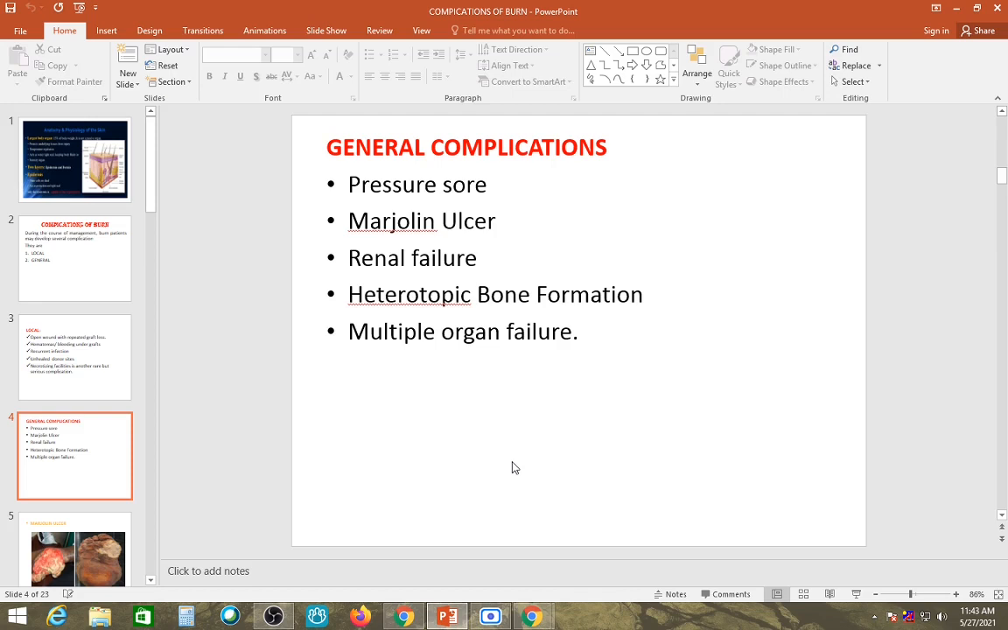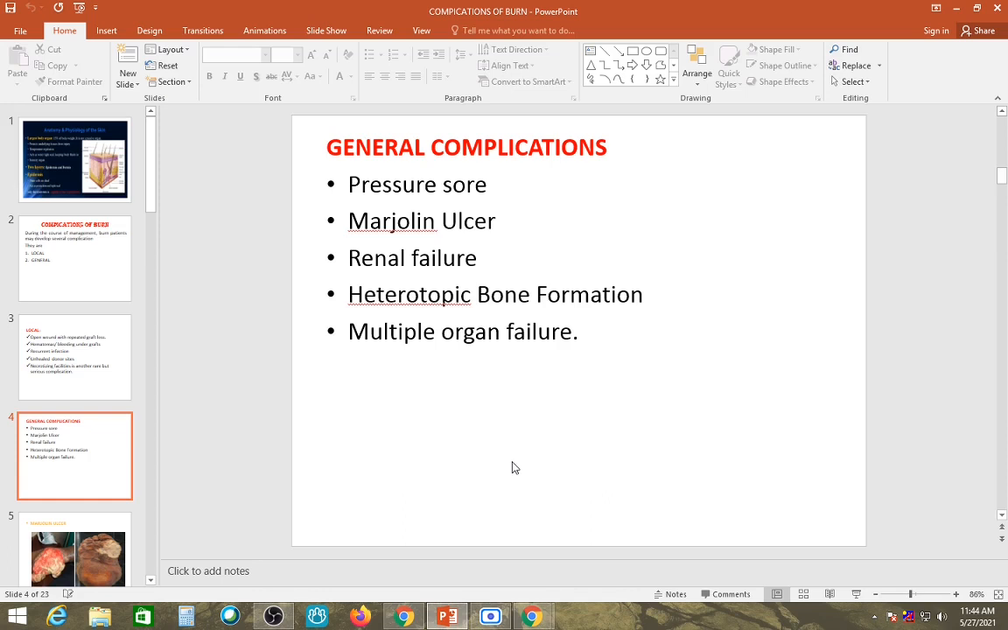Okay, but this is the main part of becoming a pressure sore in the burn patients. Then the next is the Marjolin ulcer. You will see from the slide, these burn patients we are treating, but what we treat is not adequate. There is no chance to get healing. That's why that part becomes ulcerated with the thick of muscles.